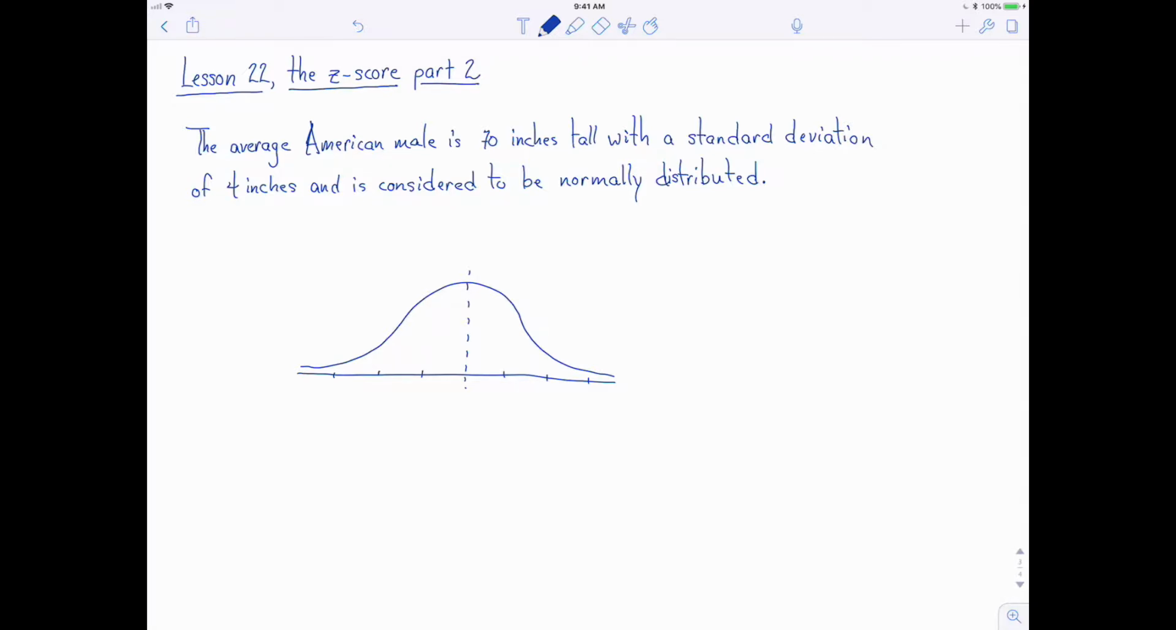We're going to use a problem that we've looked at a few times before, and it's this. The average American male is 70 inches tall, with a standard deviation of 4 inches, and is considered to be normally distributed. So let's write down a little bit of information.